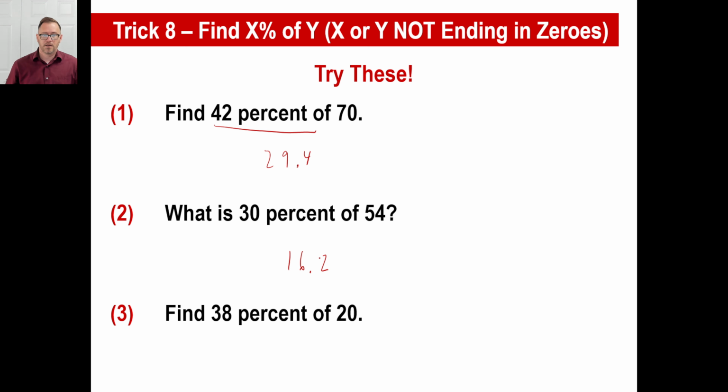There you go. 38% of 20, that is 38 times 2, which is 76. Not reasonable? That's reasonable. There you go. That's all there is to it.